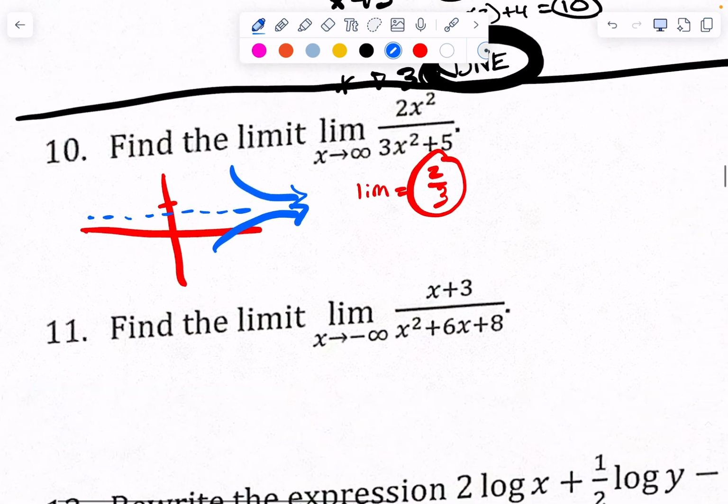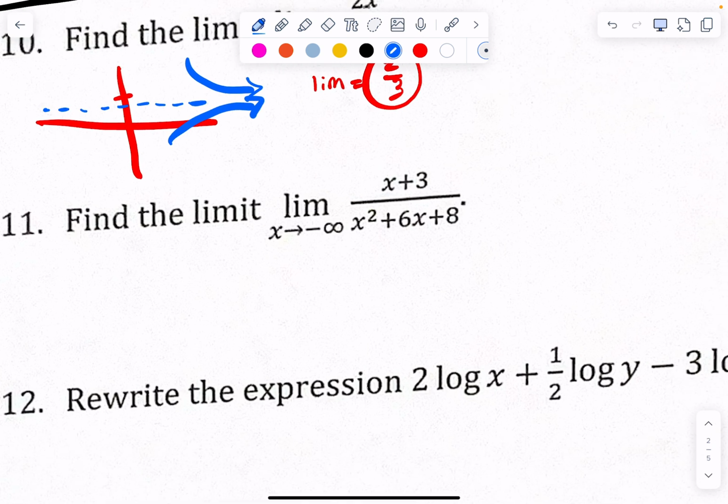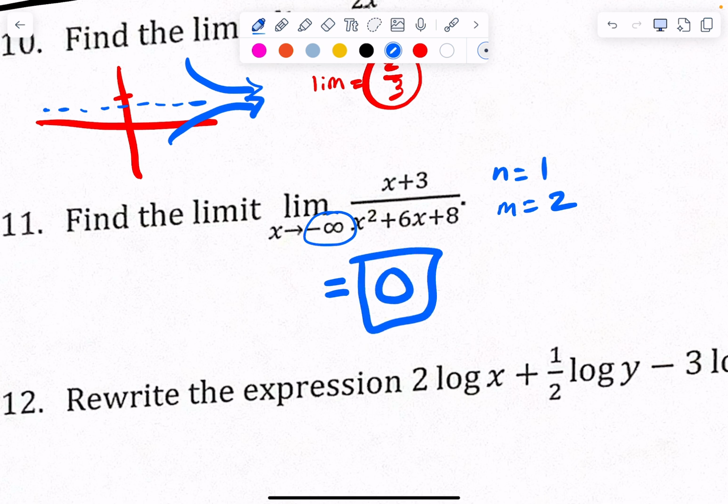Okay, what about 11? As he approaches negative infinity, does that matter? He's just saying as he approaches forever to the left. Doesn't really matter. We're still looking at HAs. N is 1, M is 2. He is bottom heavy, so he's approaching 0. I don't know if it's approaching 0 from the bottom side or the top side. Don't really care. It's going to be approaching 0 as it goes out.